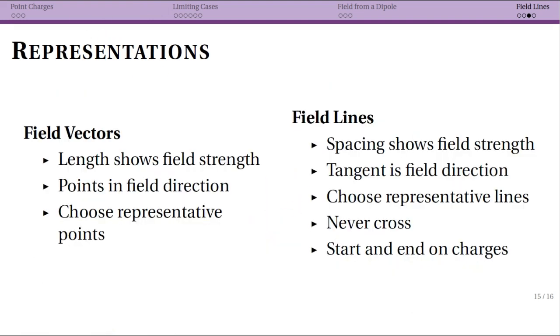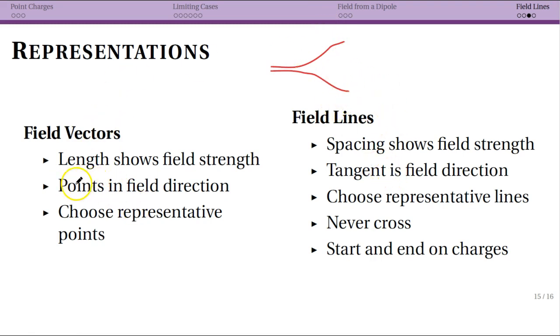So to briefly summarize the difference between field vectors and field lines, if you want to show field strength, you use the length of the vector and you use the spacing between the lines. And again, that's the difference between more closely spaced and then more distantly spaced. So you have a strong field here, a weak field there.